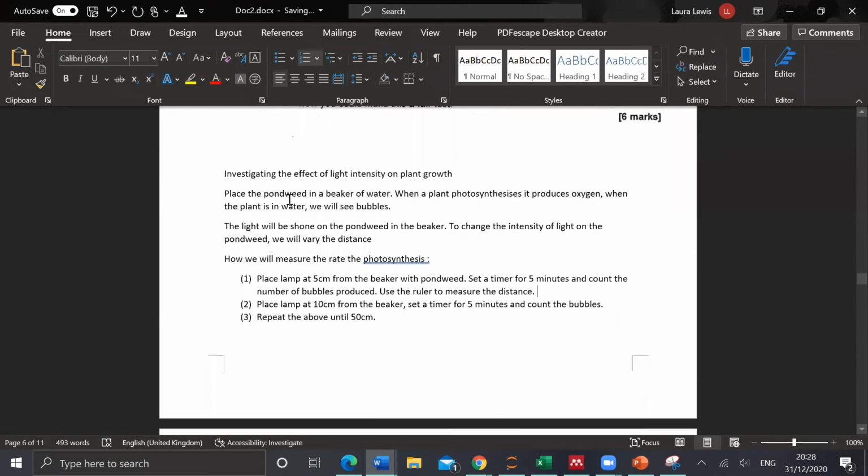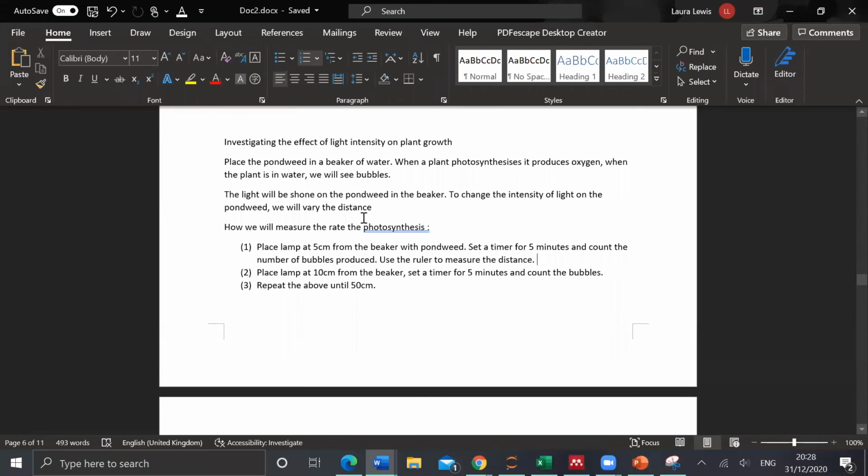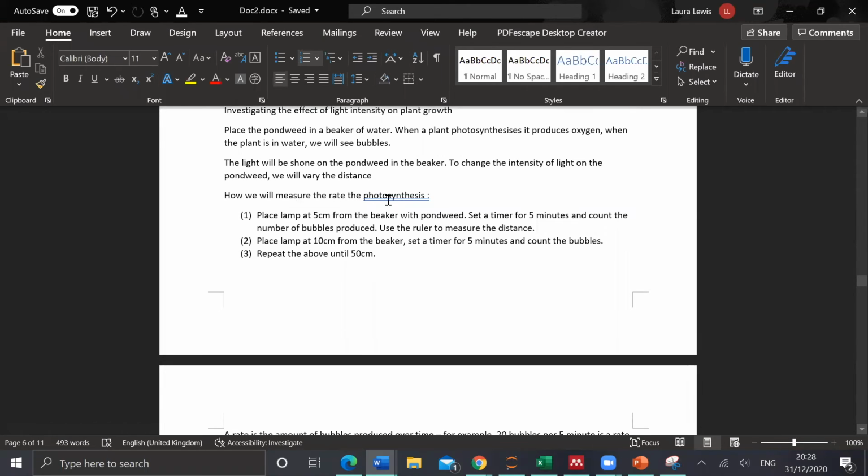So we place the pondweed in a beaker of water. When a plant photosynthesizes, it produces oxygen. When the plant is in water, we will see bubbles. The light will be shone on the pondweed in the beaker. The change in intensity of light on the pondweed will vary with the distance. So how we will measure the rate of photosynthesis. See, always read your answer, always read it.